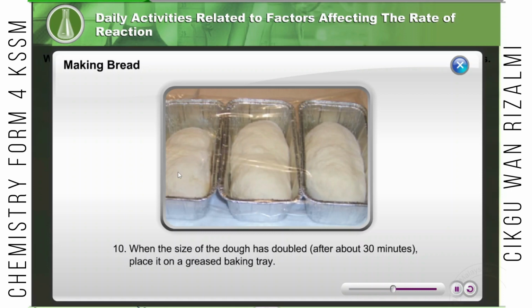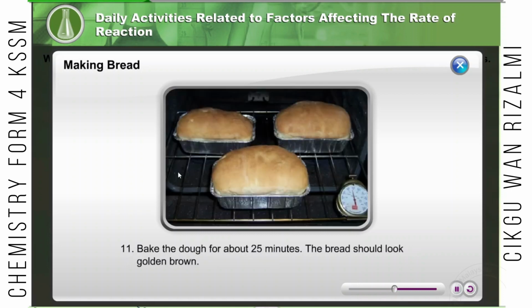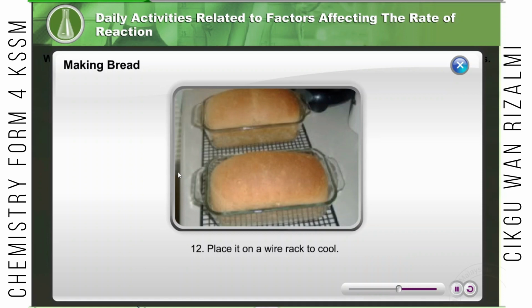baking tray. Bake the dough for about 25 minutes. The bread should look golden brown. Place it on a wire rack to cool. The bread that we have just made has a spongy and soft texture with a thin crust. It is normally sold ready sliced in packages.